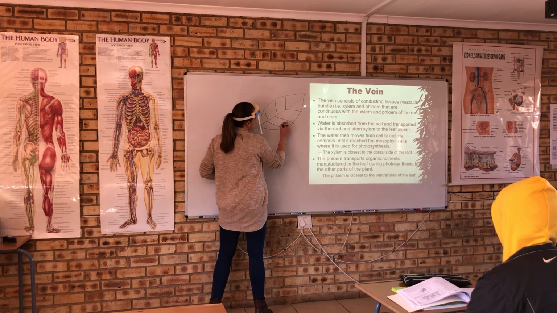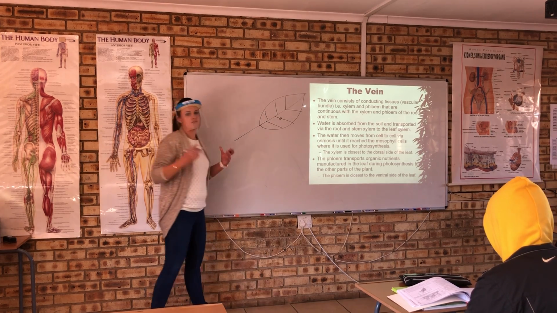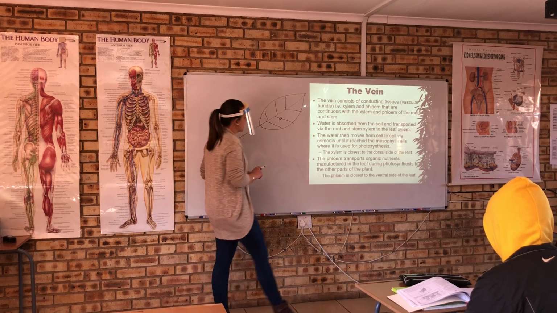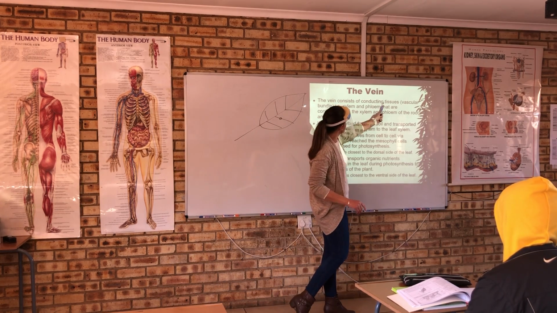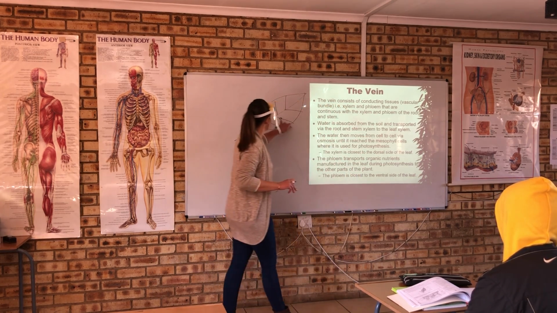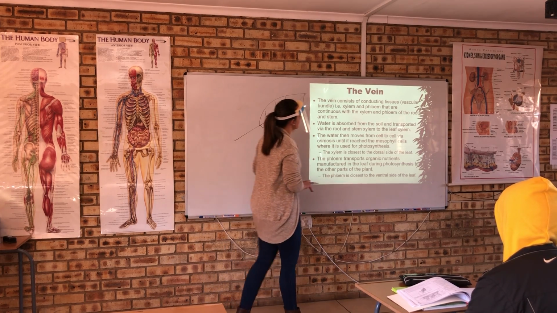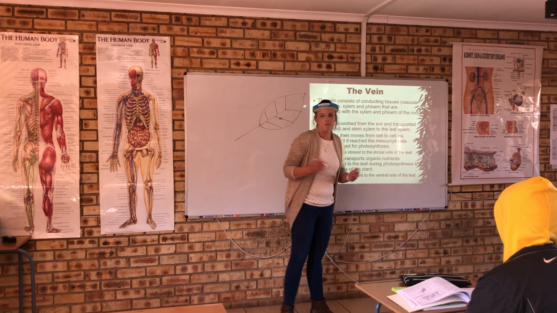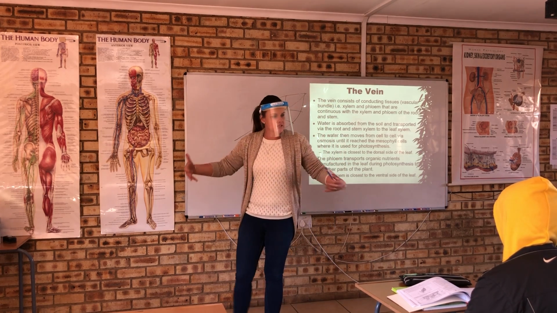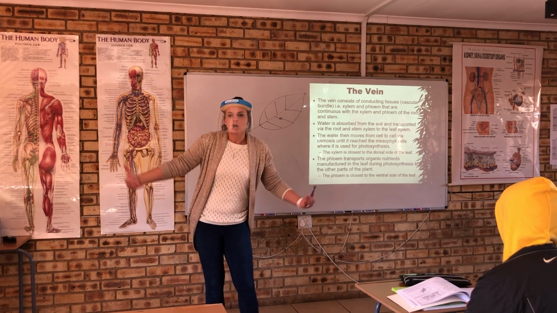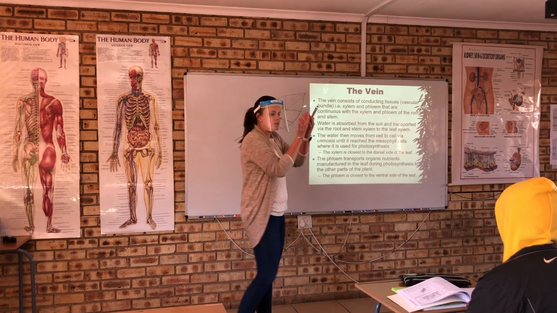So now we're individually looking at that specific vein to see what do we find inside of it. So we have conducting tissue, vascular bundle. So in that vascular bundle called xylem and phloem, that are continuous with the xylem and phloem from the root and the stem. It makes sense, guys. So that xylem and phloem starting in the root continues through the root, through the stem to the leaves.